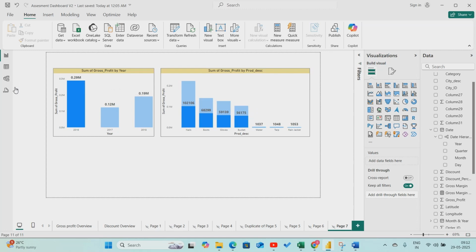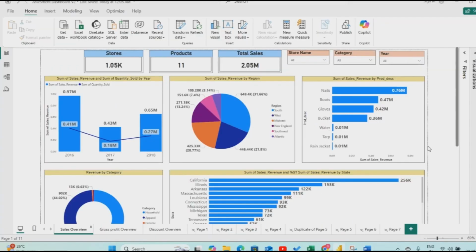Considering the important key to get the key insights out of the data, the first dashboard is the sales overview, the second will be the gross profit overview, and the third will be the discount overview. Let's quickly go through the sales overview dashboard which we have created.